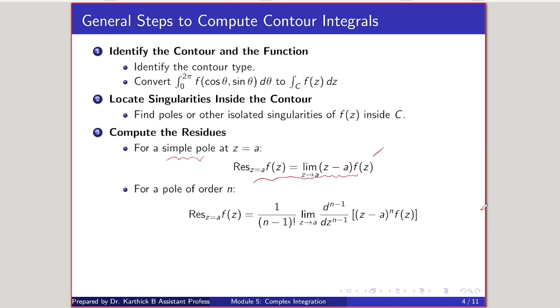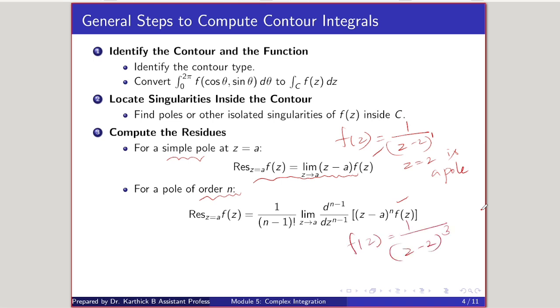If it is a pole of order 2 or 3, then you have to use this formula to find the residue. So what do you mean by simple pole? Suppose our f of z has z minus 2, here the power is 1. Then we say z equal to 2 is a simple pole. If I am getting f of z equal to 1 by (z minus 2) whole cube, then z equal to 2 is a pole of order 3. Then you have to use this formula.